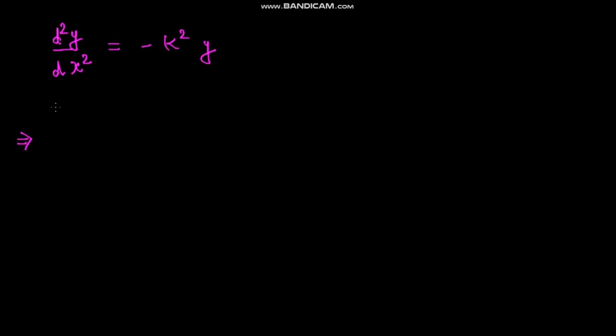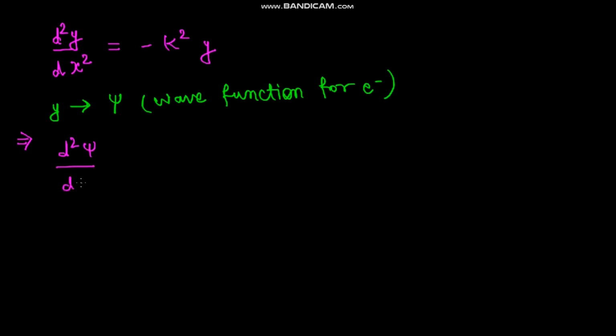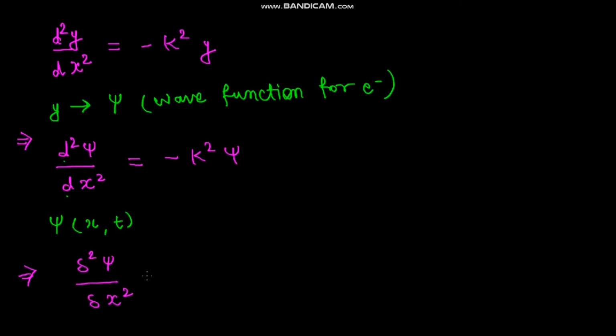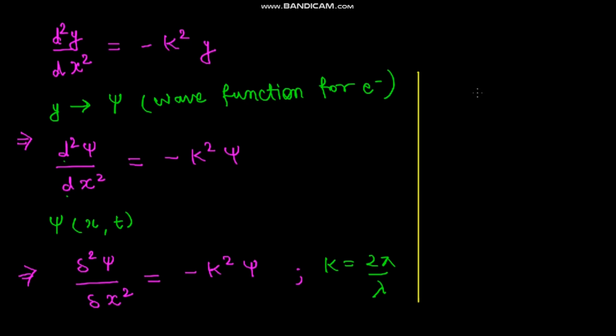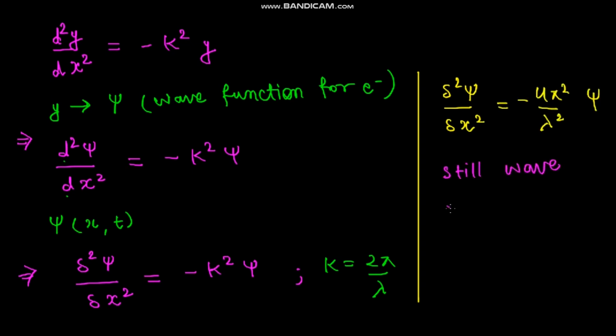Now, with the first step, we are going to replace y with psi. It is just a change of variable because psi is used as the wave function for electron. So the equation becomes this. Now, psi varies with both position and time, so we have a partial differentiation instead of a direct differentiation, where k is equal to 2 pi by lambda. So the equation becomes second differential of psi with x is equal to minus 4 pi square by lambda square psi. This is still a wave equation, but electron has a particle nature.